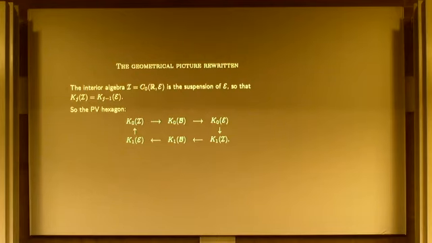So let's just have a look at the geometrical version again. The interior algebra was the function algebra from the reals to the boundary algebra. It's a suspension of E, so its K-theory is the same as that of E, apart from a degree shift. So the hexagon that we got that way can be rewritten, replacing the I's with shifted E's. So that's the first step.